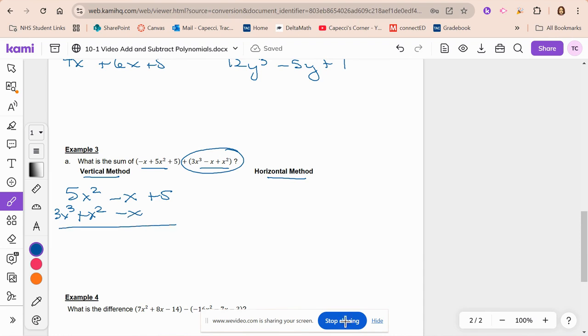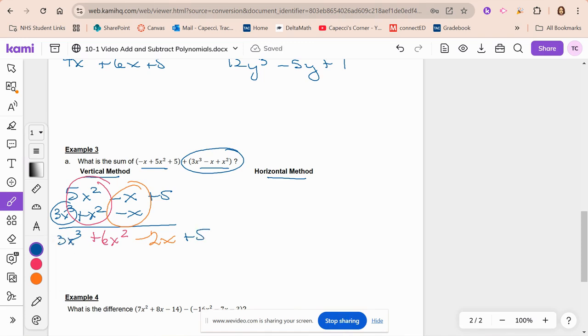Okay, when I combine them, my 3x to the third is by itself. And then I have 5x squared plus 6x squared. That gives me, 5x squared plus 1x squared gives me 6x squared. I have negative x and negative x, which gives me negative 2x. And I bring that plus 5 down.